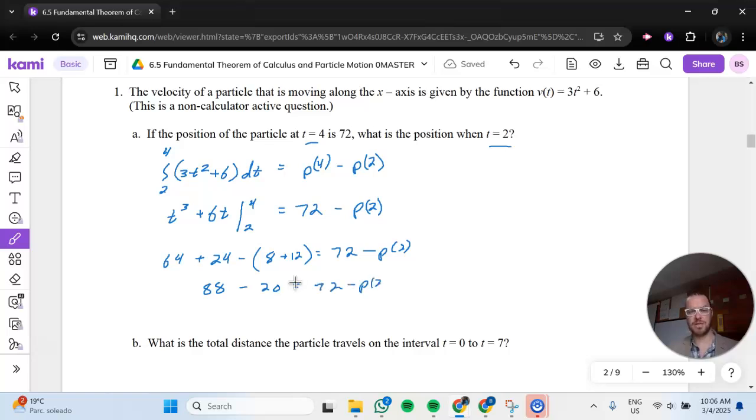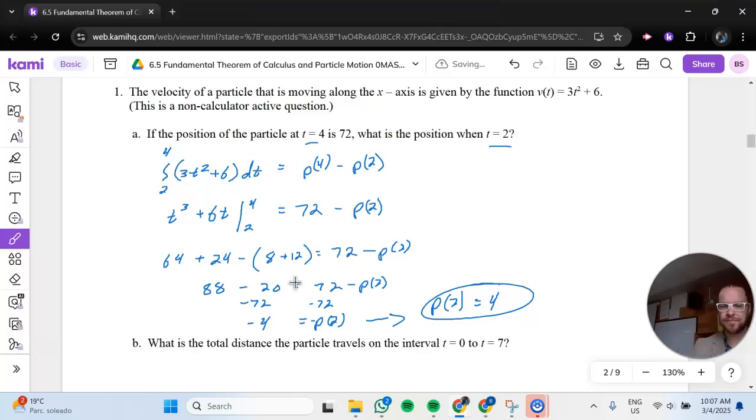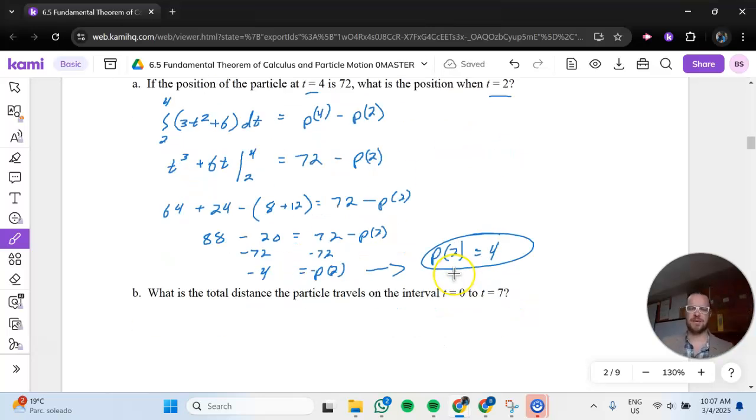And then what I'm going to do is take that 72 and move it over, so I've got everything all together on this side that isn't p of 2. So now I've got that this is equal to negative p of 2. And on this side, I'm going to have 68 negative 4. All right, and of course, if these are both negative, that would just mean that p of 2 is actually 4, because I can take everything and divide it by the negative 1. All right, so that allows us to find that position.